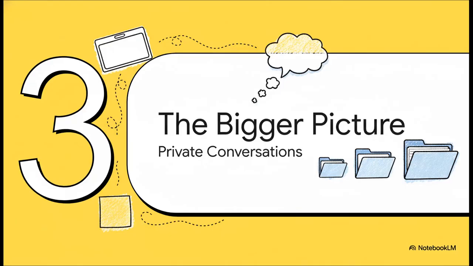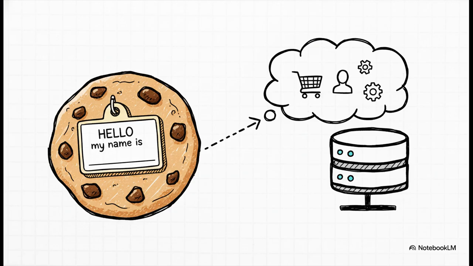Okay, so a name tag is one thing, but what if the server needs to remember a whole conversation? For that, we need something a little more sophisticated. This is like moving from a simple sticky note to a complete file folder. And that's really the key difference. While a cookie is this small piece of data stored on your browser, a session is the collection of information about your visit that's actually stored on the website server. The cookie is your ticket. The session is the event itself.